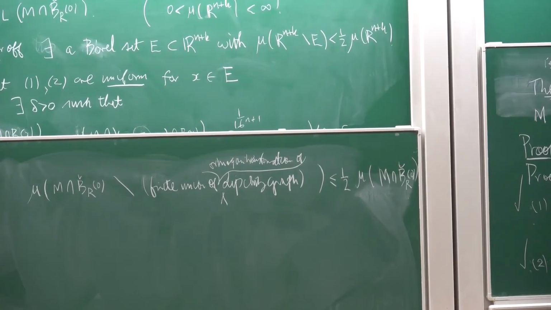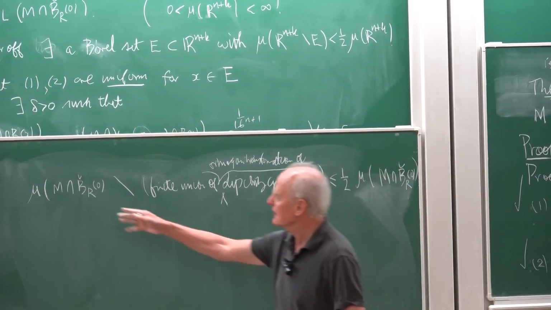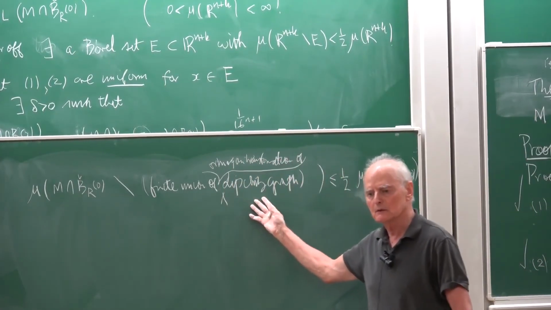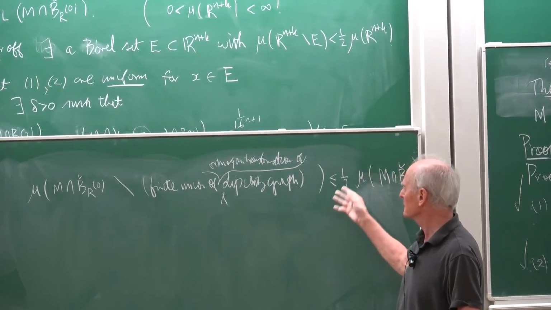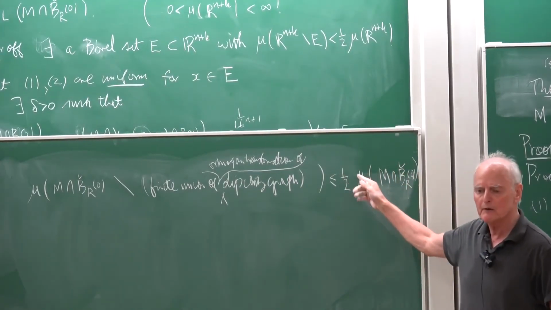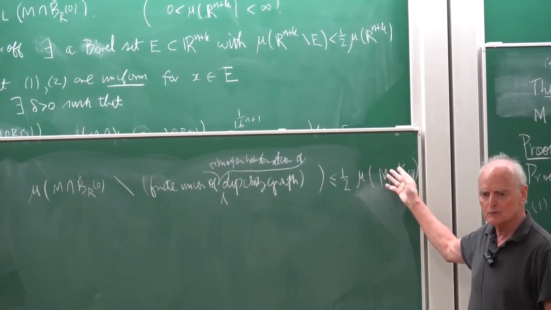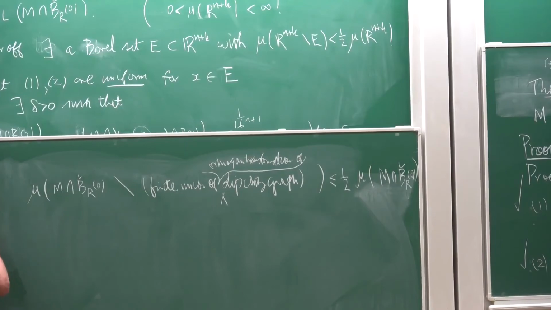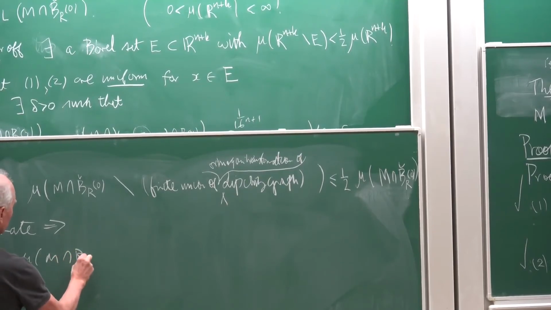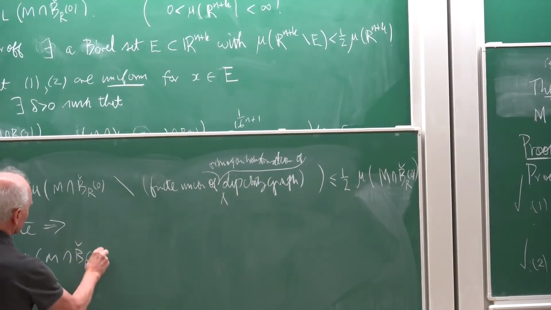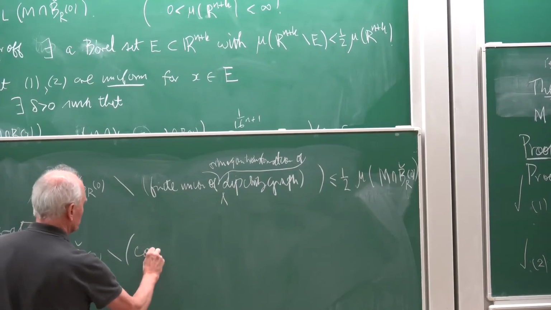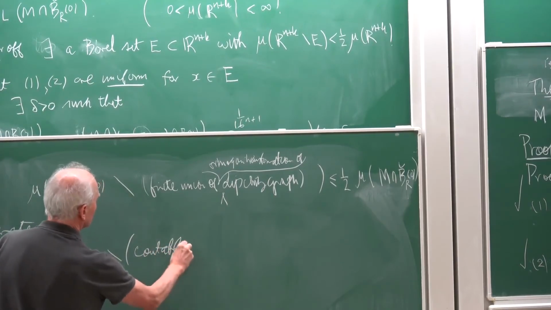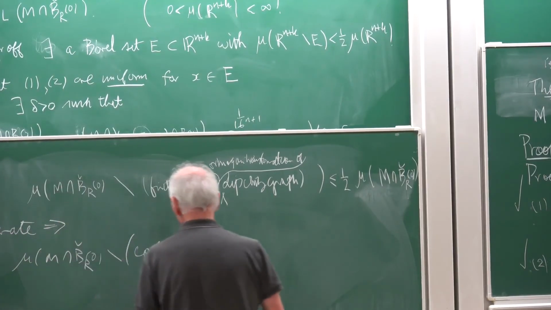But then you're done, because you can now repeat the whole process starting with M minus this, and just iterate. At the kth step you'll get less than 1 over 2 to the k times what you had before. So the iterative process implies mu of M intersect B_r at 0 minus a countable union, because you've got to iterate for each k and then take the union of all of them.